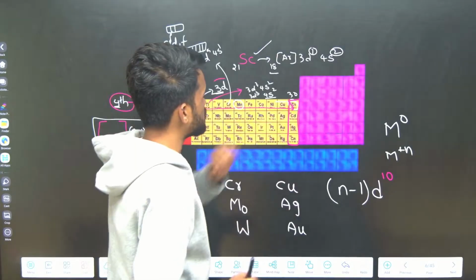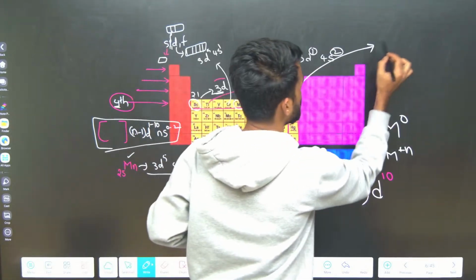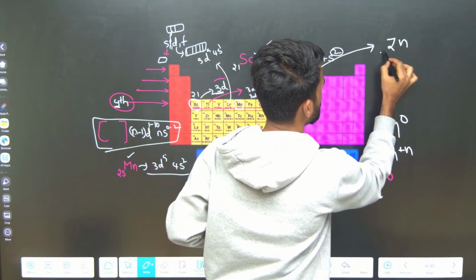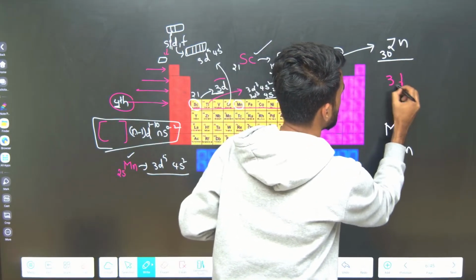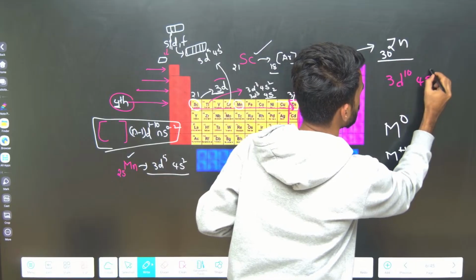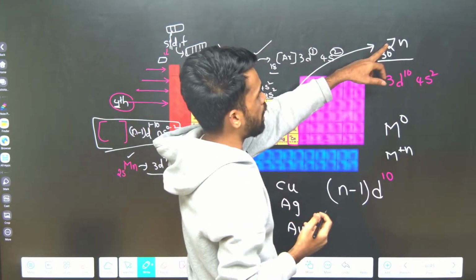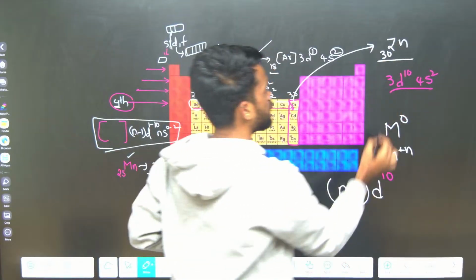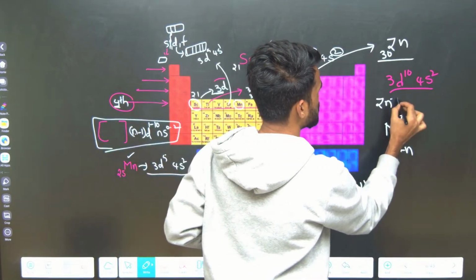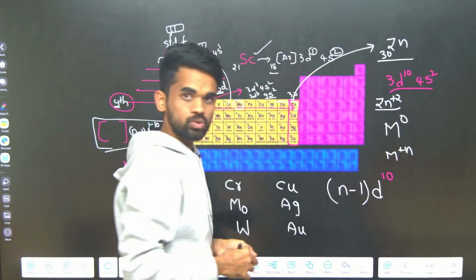For example, what is the electronic configuration of zinc? Its atomic number is 30. First of all, write its atomic number, 30. So you get 3d10 4s2. So in its atomic form, it has the elemental configuration 3d10 4s2, and the most stable oxidation state exhibited by zinc is +2, that is zinc +2.